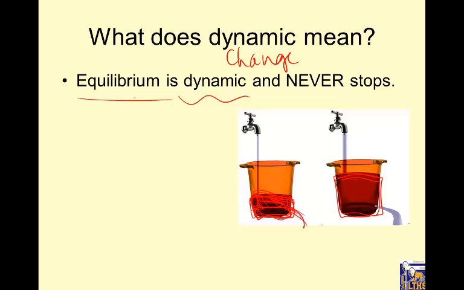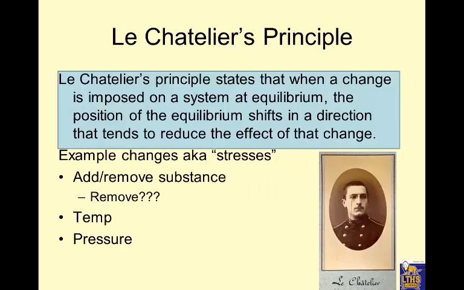Anyway, equilibrium means that there's constant change going on, but the rate going in equals the rate going out, and so the rate is equal. All right? So there's this principle about equilibrium called Le Chatelier's principle. Here's what it states. If you change a system that's already in equilibrium, it's going to shift to reduce the effect of that change. So if you stress out an equilibrium system, it's going to shift to reduce that stress.